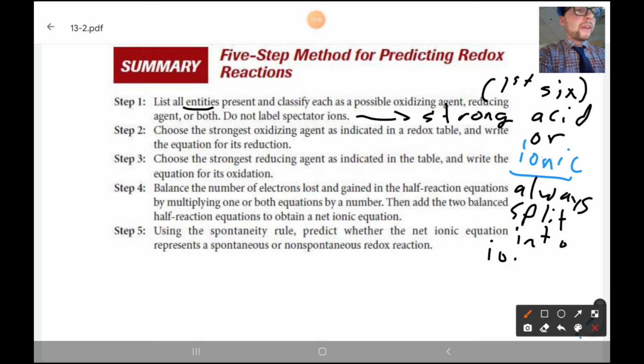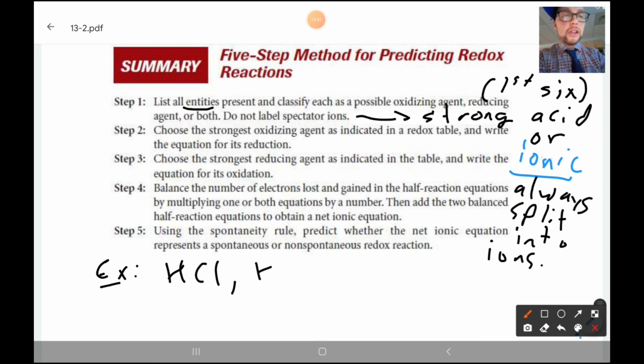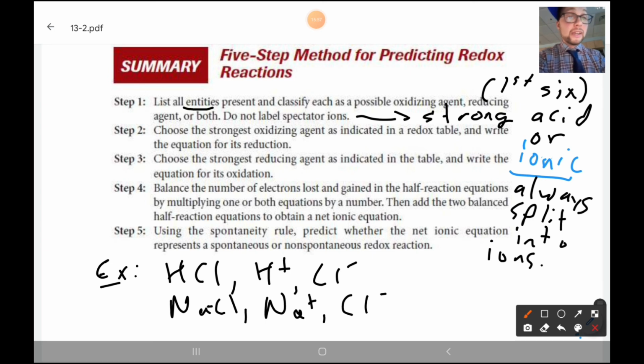What we mean by that is, for example, if you have HCl, HCl is a strong acid, so instead of writing HCl when you list the entities, you're going to write H+ and Cl-. At the same time, let's say I have an ionic compound like NaCl. I'm going to write Na+ and Cl-. I won't just list NaCl. But remember, this only works if it's ionic or if it's a strong acid.